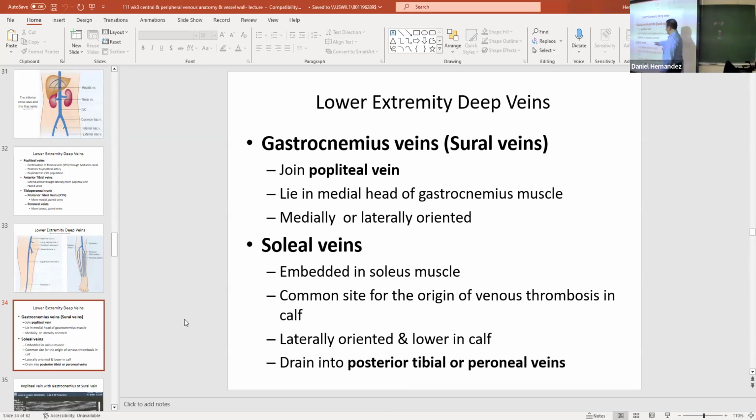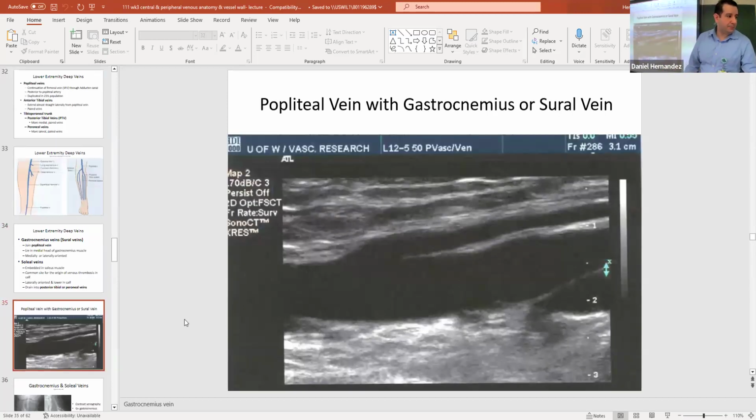The soleal artery is very, very small and tiny. Gastrocnemius vein and artery are much easier to visualize. This was just now showing the large popliteal vein and then gastrocnemius vein draining into the popliteal. So what you would see, it's a little more superficial, closer to the surface of the skin, but it has a direct connection into the popliteal vein.